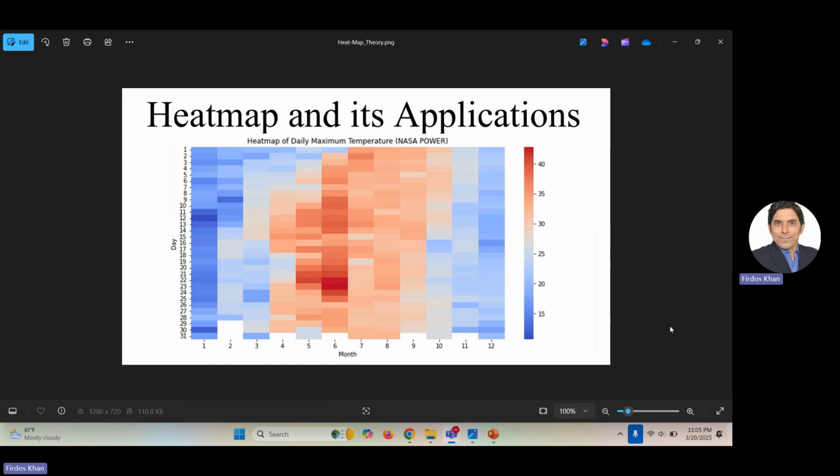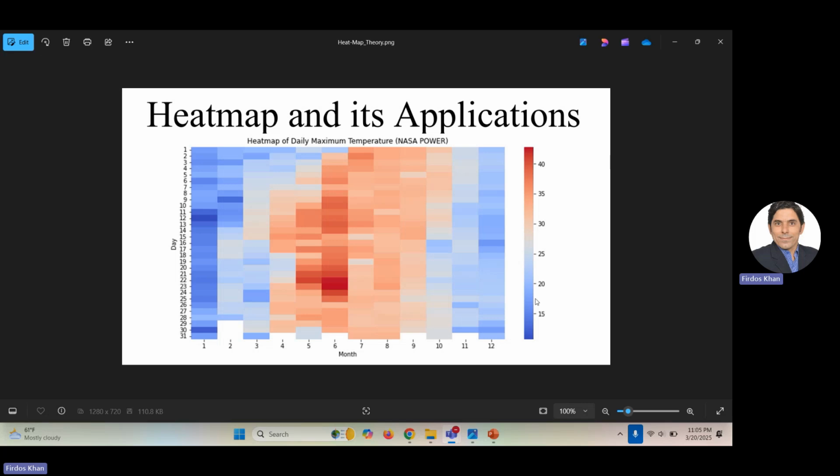Hello guys, in this video I would like to explain about heat map and its application in various areas. You can see the map on the slides, and that's the temperature for the days of the month. Days are given on the y-axis on the right and months are mentioned on the x-axis, and you can see there is a bar which shows the temperature.